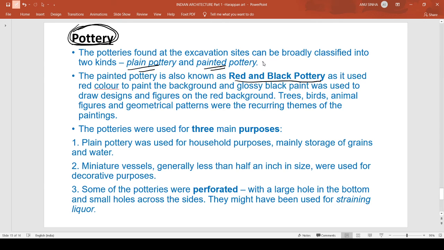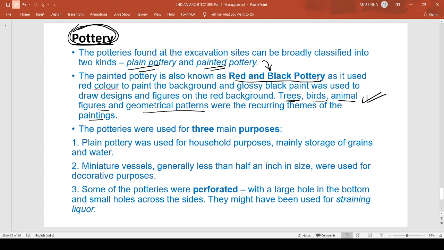Printed pottery is also known as red and black pottery, as red color was used to paint the background and glossy black paint was used to draw designs and figures on the red background. So we are drawing a pot in which the background is red, and then we are using a glossy black paint to draw the figures. Trees, birds, animal figures, and geometrical patterns were the recurring themes of the painting.